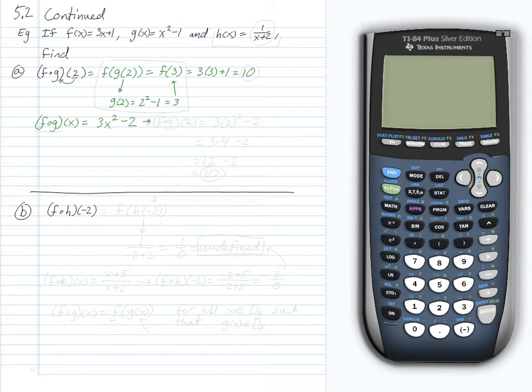So f composed with g, our function name, of 2 would be 3 times 2 squared minus 2. Well, 3 times 2 squared, we'll square the 2, that's 3 times 4 minus 2, that's 12 minus 2, and the result is the same. We get 10 in both cases. And that's not a coincidence. That's because this function does this whole process for us.